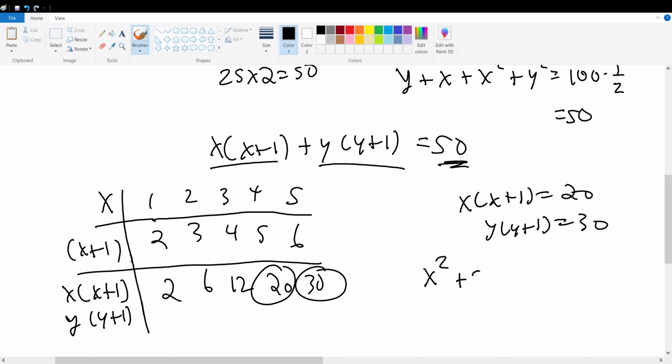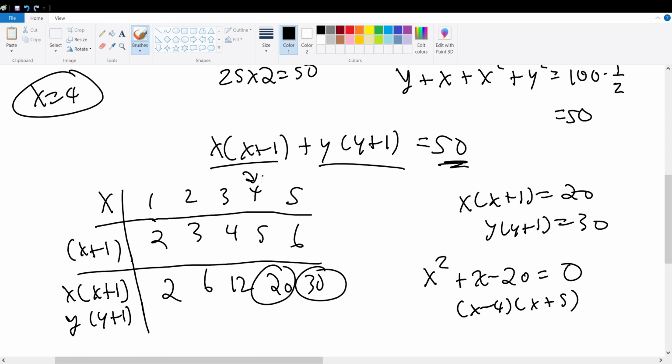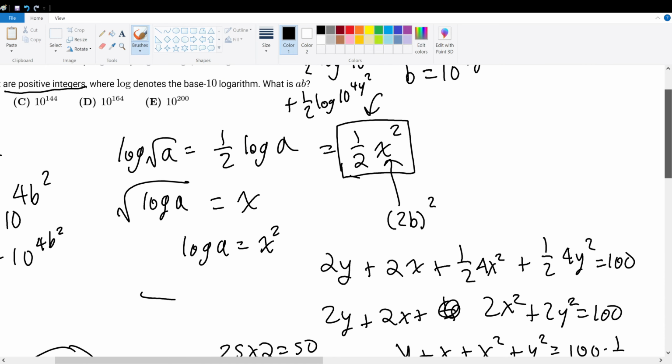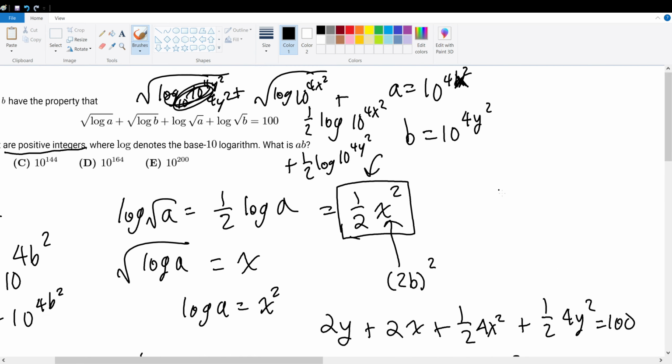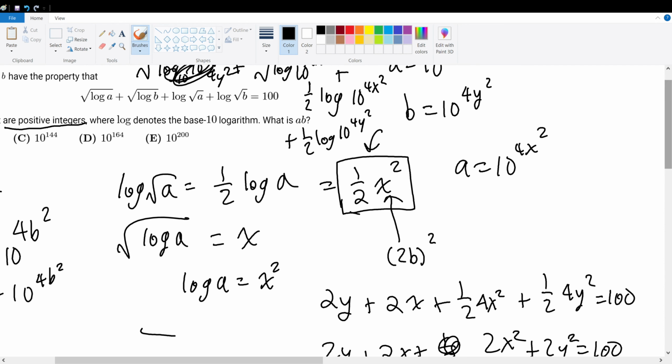x squared plus x minus 20 is equal to 0. So x minus 4 times x plus 5. And we're trying to find the positive value, so x is equal to 4. And that's found right here, so I don't even need to do that. y would just be equal to 5. So with this information, we are trying to find a times b. Well, what is a? a is equal to 10 to the 4x squared. What is x? x is equal to 4, y is equal to 5. So let's put that here. x is 4, y is 5.